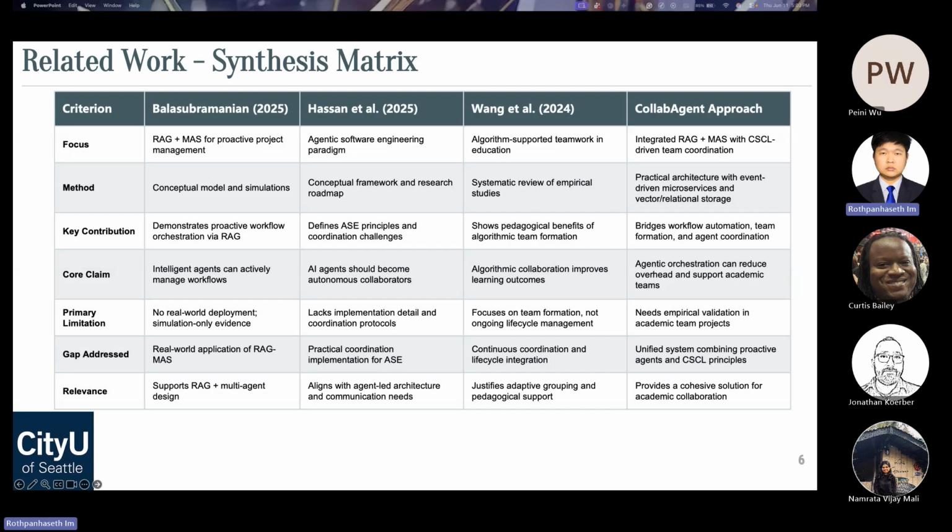This is the synthesis matrix comparing prior research with the proposed solution. Each study contributes an important piece of the puzzle. One focuses on workflow intelligence, another on agentic engineering principles, another on educational collaboration. CollabAgent integrates all three. It contributes a unified architecture that combines proactive agent coordination, RAG-enabled knowledge retrieval, and collaborative learning principles.